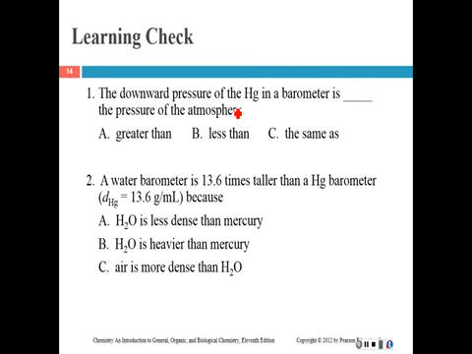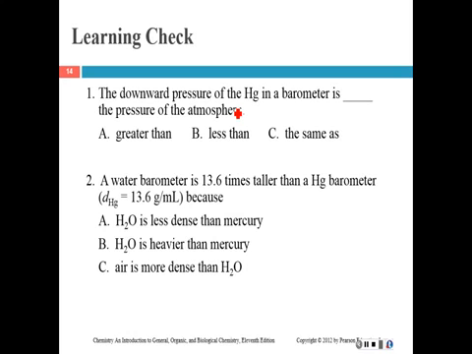All right, here are a couple of questions for you to answer. Number 1: the downward pressure of the mercury in a barometer is, what do you think, greater than, less than, or the same as the pressure of the atmosphere? And number 2: a water barometer is 13.6 times taller than a mercury barometer. Here's the density of mercury. What do you think the right answer is?